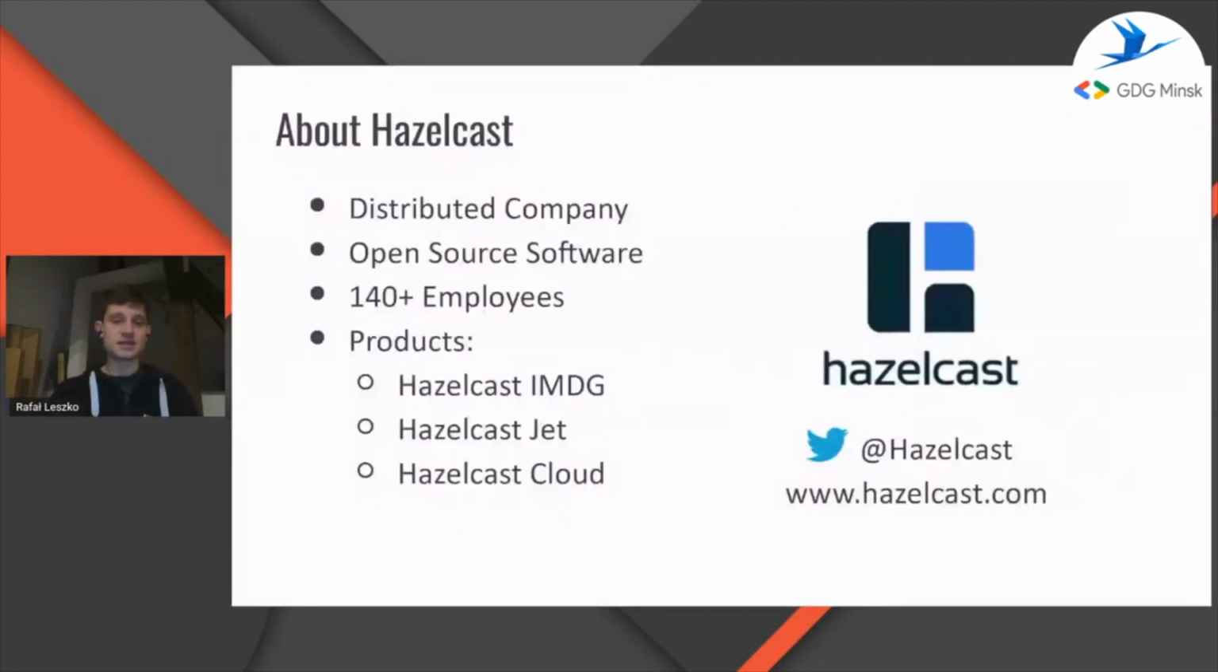A few words about Hazelcast. So Hazelcast is a distributed company, and it is distributed in two meanings. First meaning is we produce distributed software. Our products are Hazelcast, Hazelcast Jet, and Hazelcast Cloud. And the second meaning is that we always worked remotely. So it's a distributed company. We are located all over the world, and the company was founded as a remote company. We write open source software, so you can use most of our stuff for free. And you can also contribute and send us a PR.